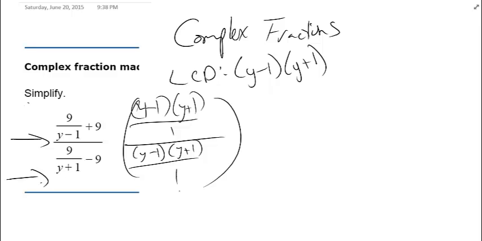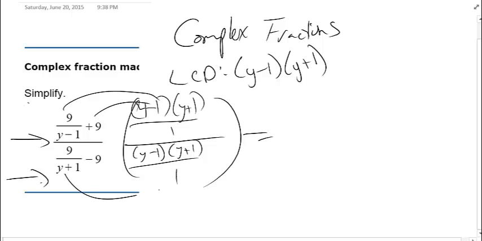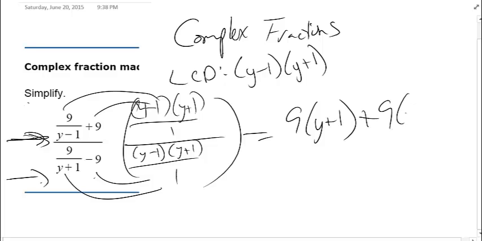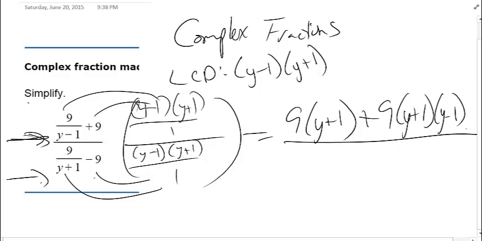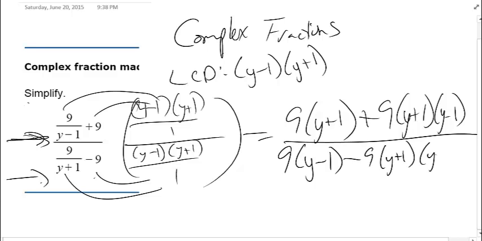Now the way we do that is we make sure to multiply each one of these by this new denominator. Now in some of these it cancels. For example, in this first one, y minus 1 cancels, so we'll get 9 times y plus 1. Notice I write every step out. I don't do anything in my head. So plus 9 times y plus 1, y minus 1, because nothing cancels there. Then on the bottom, I'll have 9 times y minus 1, because that y plus 1 cancels, minus 9 times y plus 1, y minus 1.